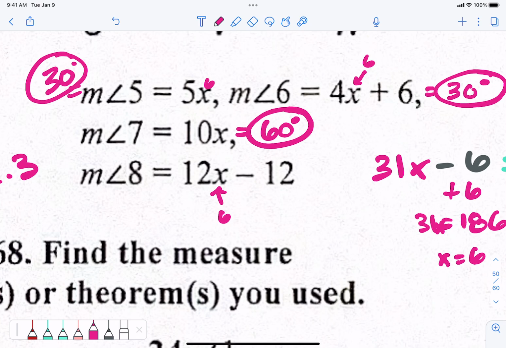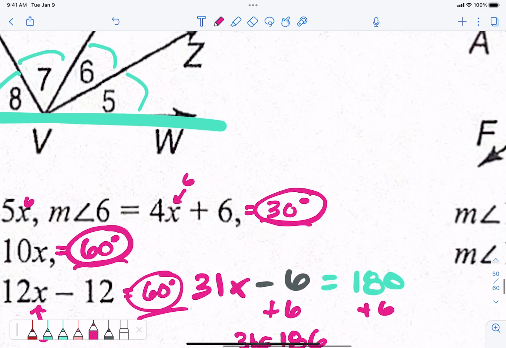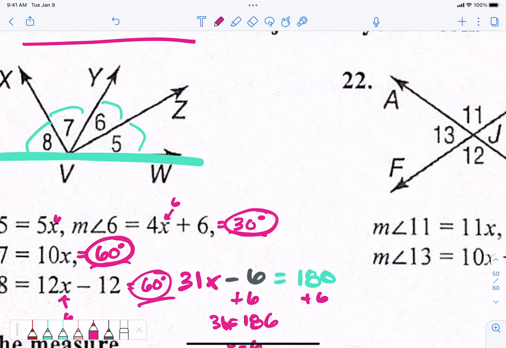72 minus 12, 60 also. So hey, 7 and 8 are the same, right? Does 30 plus 30 plus 60 plus 60 add up to be 180? Yes, it should. Okay. What's the justification for that? Same one as last time.